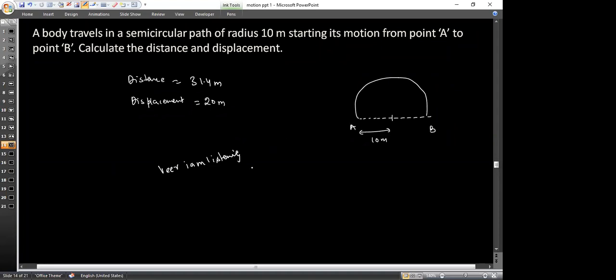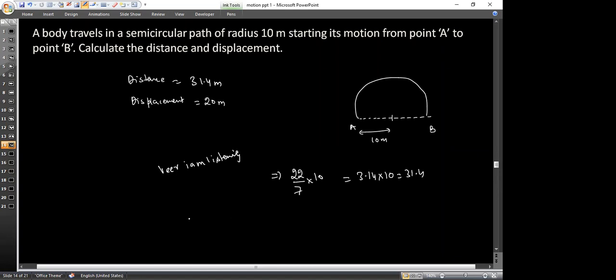Okay, let me check. The distance will be simple. This will be half pi r. Sorry, not 2 pi, half pi r. That will be this one. Or you can write it as 3.14 into 10. That is 31.4. This is simple.